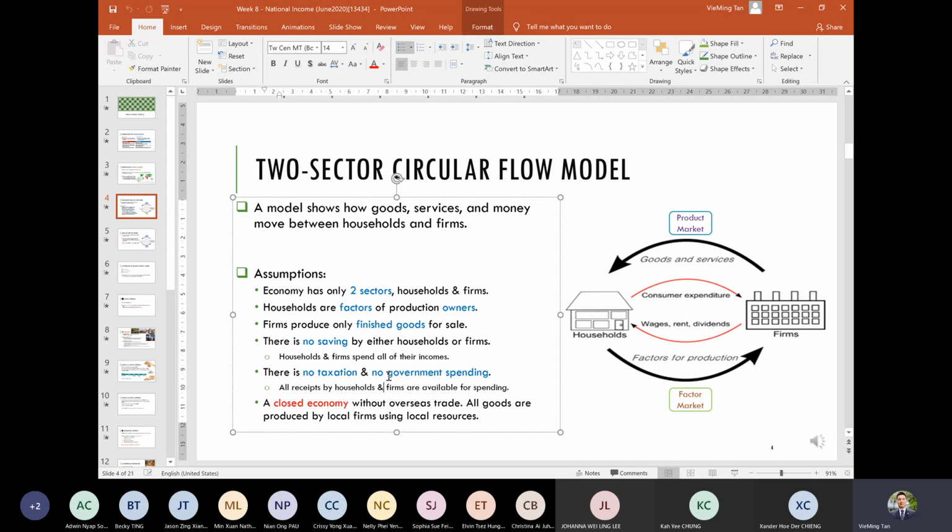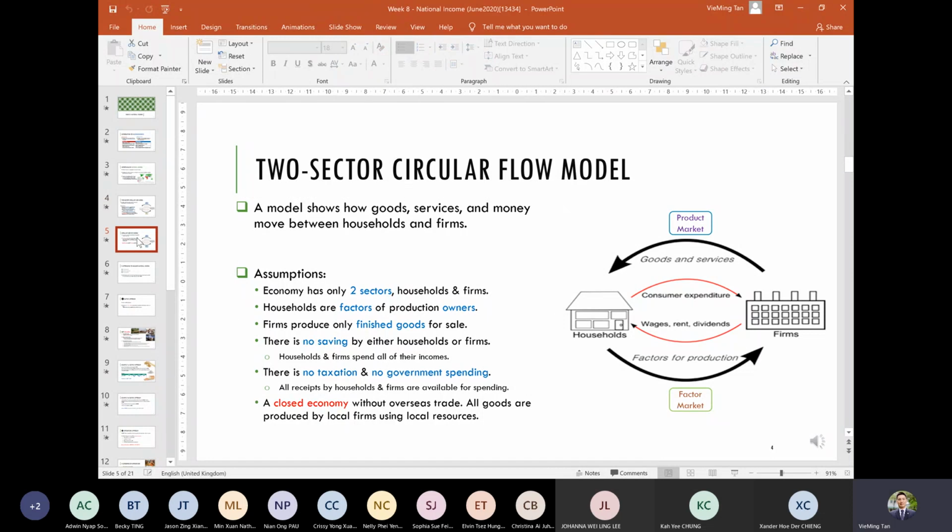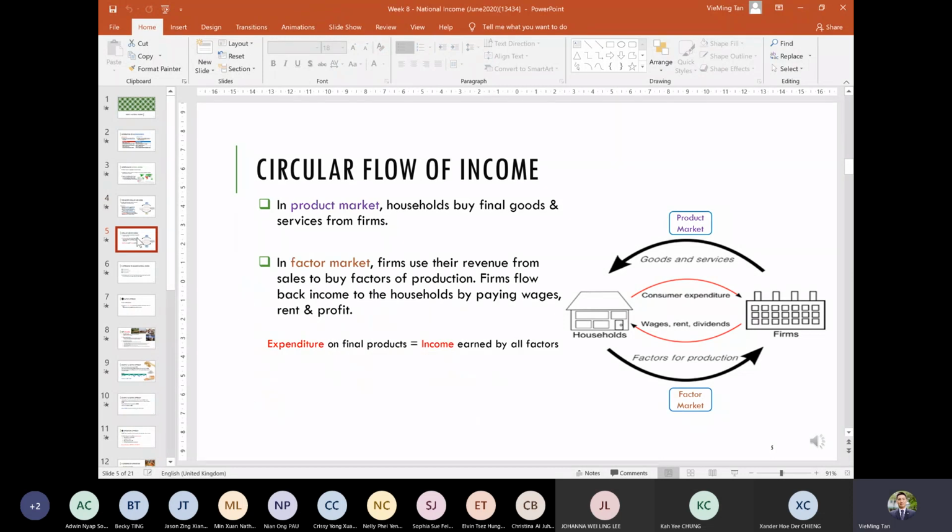And there is no government intervention, no taxation charged by the government. There is no government spending. That means government is not involved in this economy. For this two sector economy, government is not going to be involved, and there is no international trade. This is only assumption. So based on this assumption, let's try to observe how the goods, services, and the money flow between these two sectors.